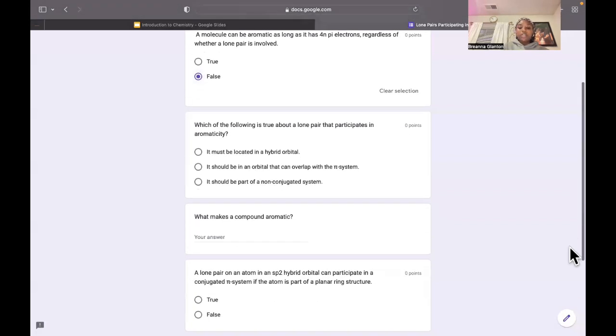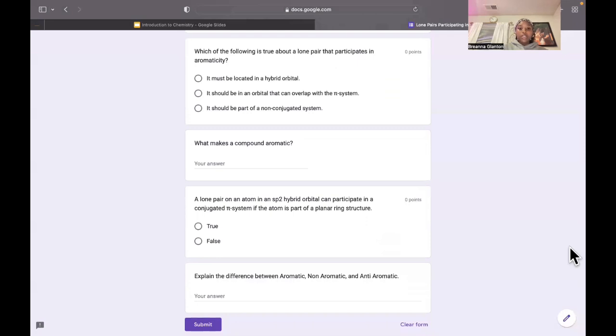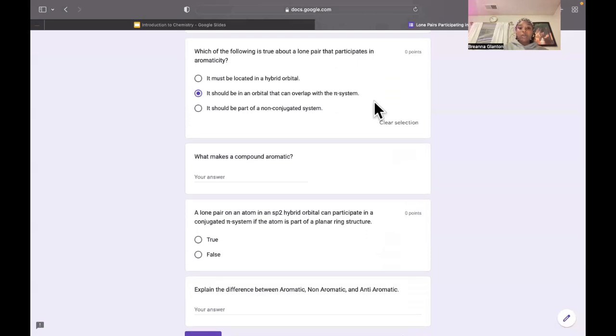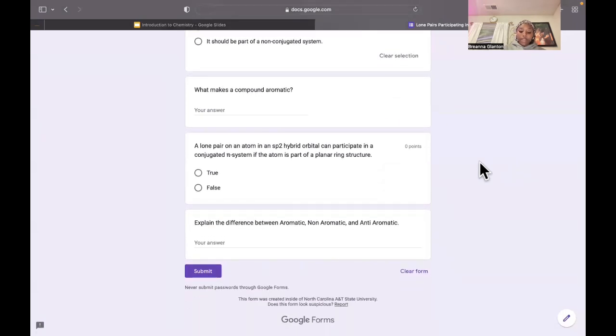Second question, which of the following is true about a lone pair that participates in aromaticity? The right answer is it should be in an orbital that can overlap with the pi system. Next question, what makes a compound aromatic? A compound is aromatic if it is cyclic, has no sp3 orbitals, if it is conjugated, planar, and follows Huckel's rule. Next question, a lone pair on an atom in an sp2 orbital can participate in a conjugated pi system if the atom is part of a planar ring structure.